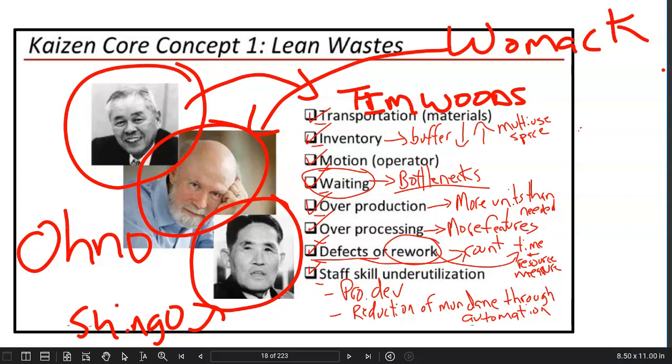The three together are thought leaders associated with lean thinking and lean waste identification.